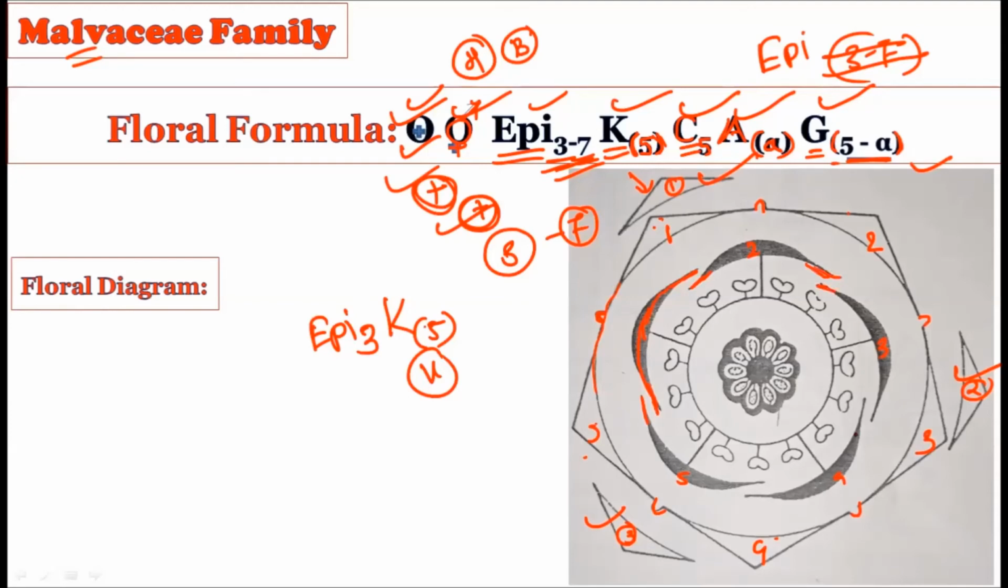So if such a kind of overlapping is there, regular overlapping, then such overlapping is called the twisted type of aestivation. It is called the twisted type of aestivation. Okay, so twisted aestivation is there for the corolla, while the valvate type of aestivation is there for the calyx, right? After that, the indefinite number of stamens are there.